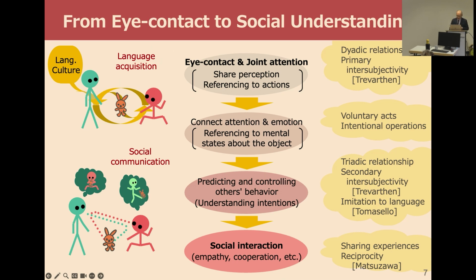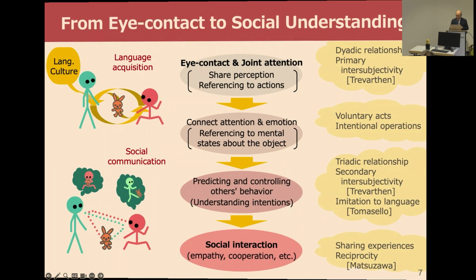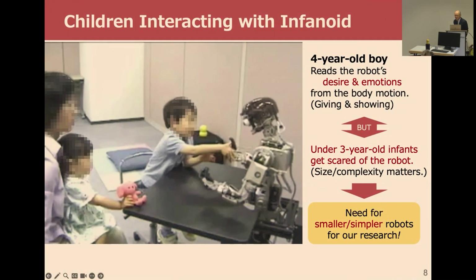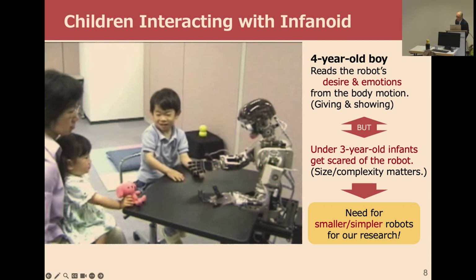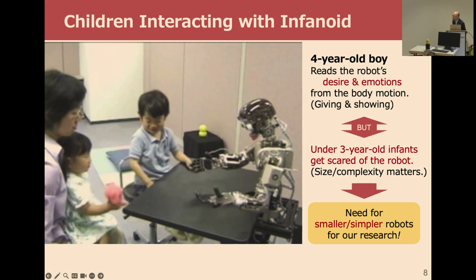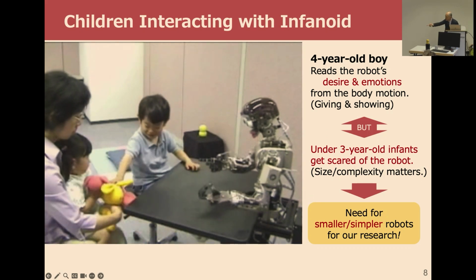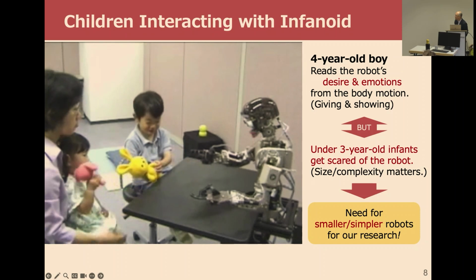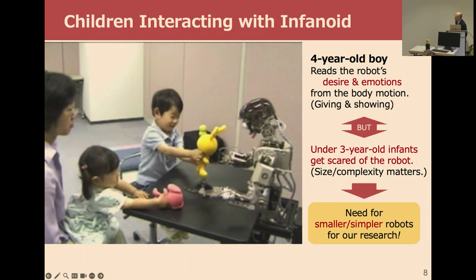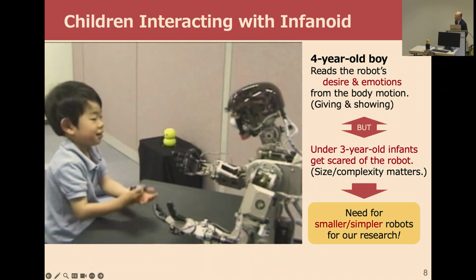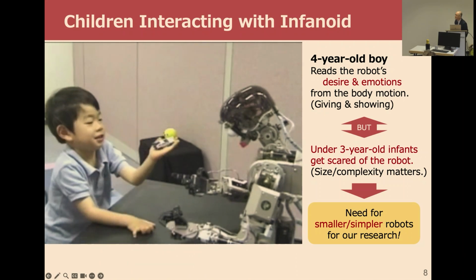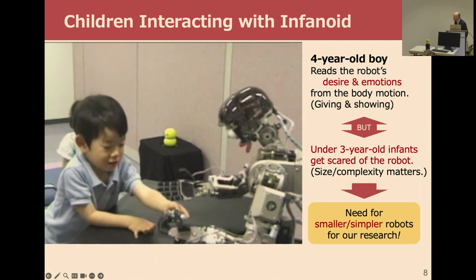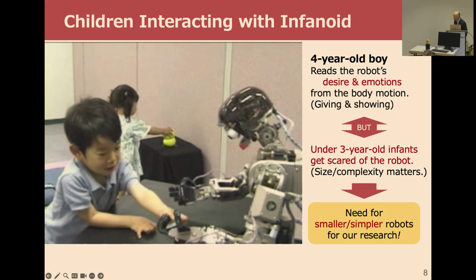Now let us see how human children interact with Infanoid, that robot. This is a 4-year-old boy, and he interprets the robot's reaching out or pointing behavior as a demand. So he gave the stuffed animal to the robot, and now he's showing the robot his favorite miniature car and handing it into the robot's hand.